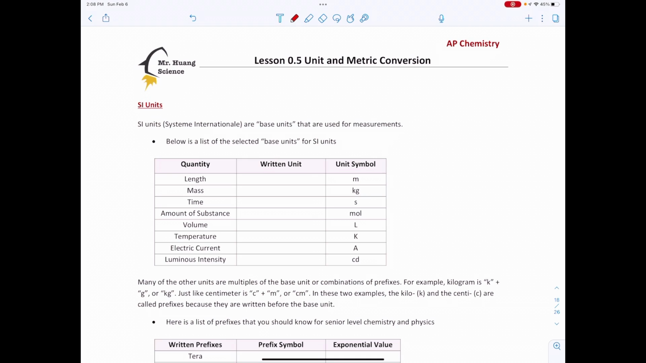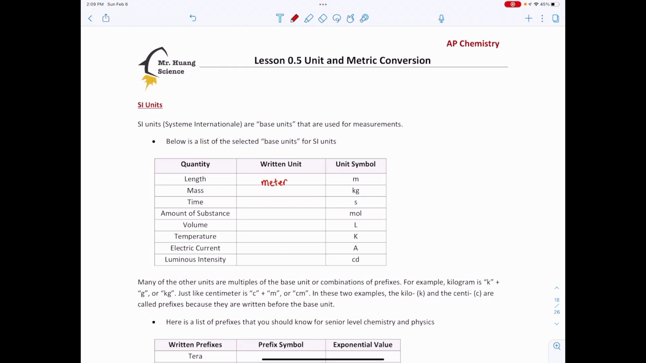SI units are base units that are used for measurements. Below here, there's a table of the common base units that we use for different types of measurements. For example, if we're measuring length, the common unit to use is meter. The SI units really are a set of units that scientists around the world have decided to use when measuring these quantities, such as length, so that it would be consistent among the scientific community.